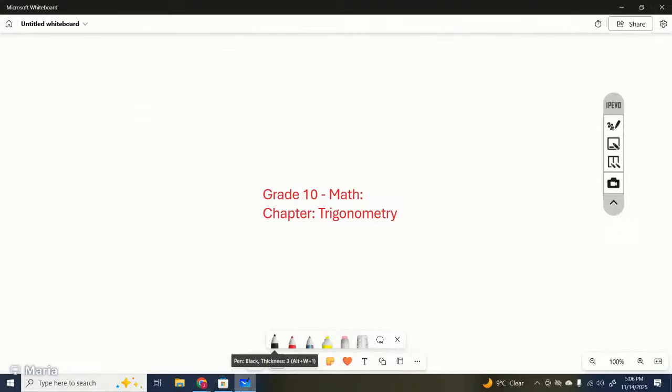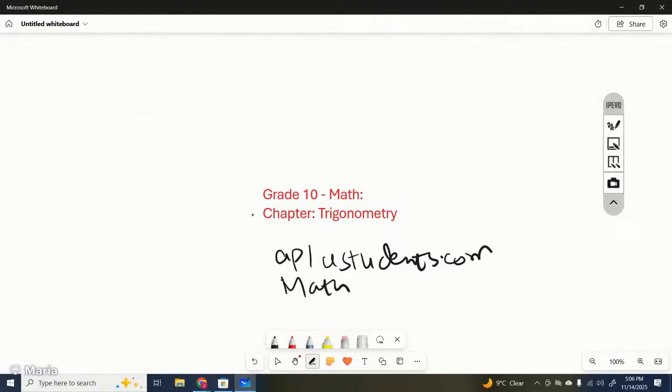You can find all the lessons on ablestudents.com. You have to log in there using your email address and password as provided by the administrator. Then you have to select math from the subject tab. Scroll down to grade 10 math and then click on view all lessons. There you can find the list of the chapters.